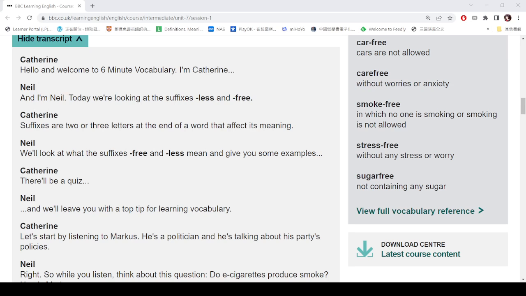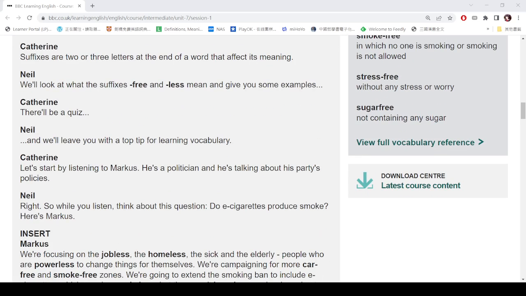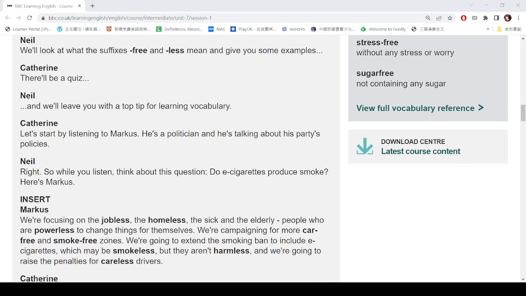Today we are looking at the suffixes -less and -free. Suffixes are two or three letters at the end of a word that affect its meaning. We will look at what the suffixes -free and -less mean and give you some examples. There will be a quiz, and we will leave you with our top tips for learning vocabulary.